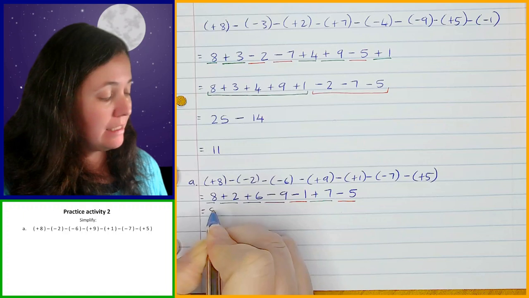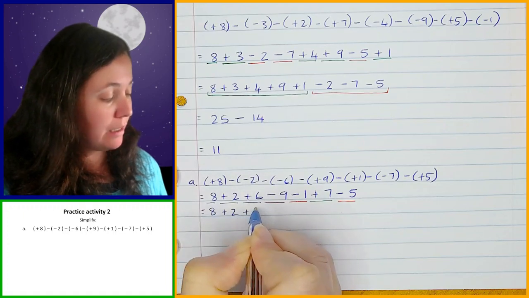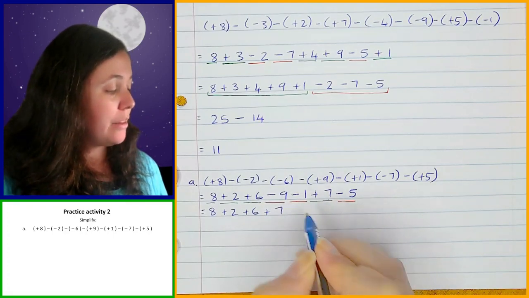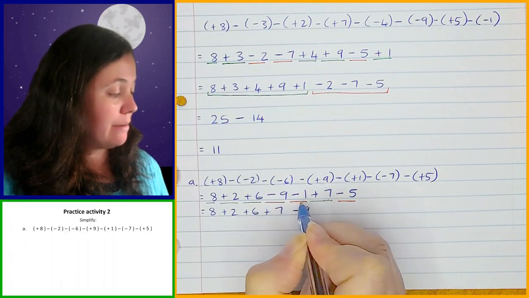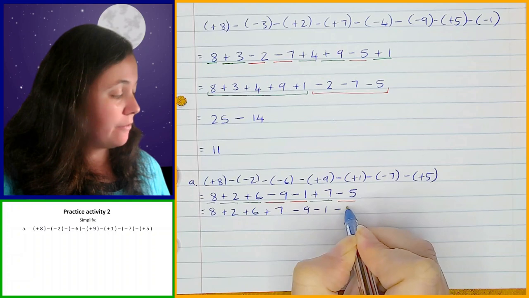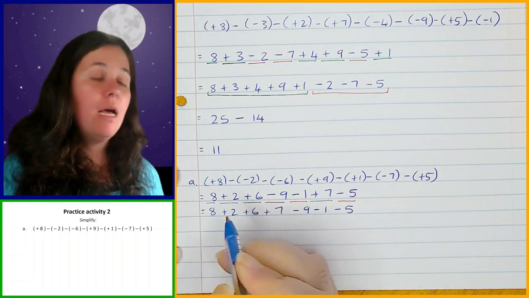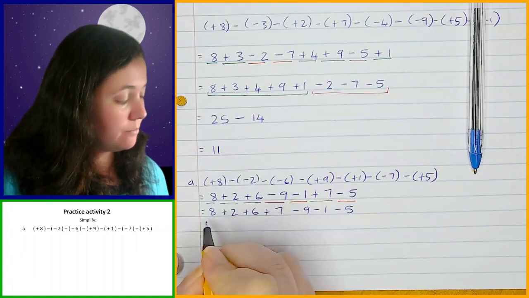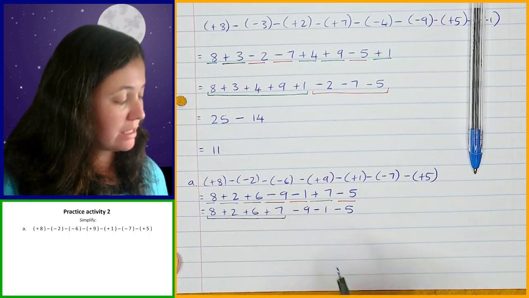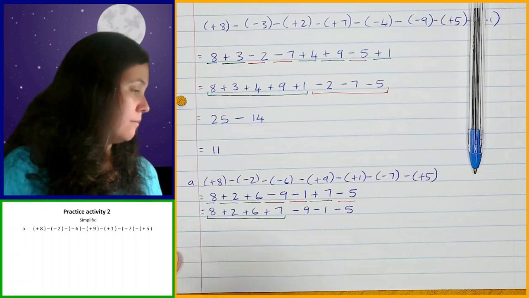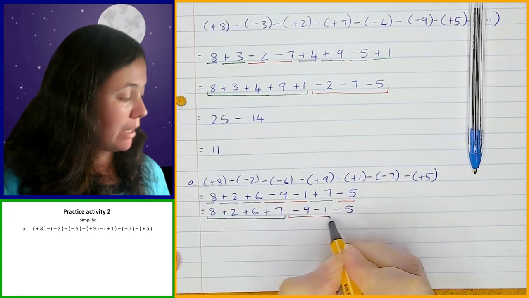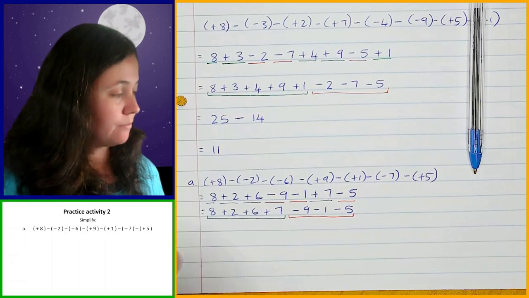So it's the 8, then plus 2 and plus 6, and then over here I've got plus 7. So that comes over here, plus 7. Then I've got minus 9, and then minus 1, and then minus 5. Okay, so now I'm going to go and simplify all of my pluses. So all of those I'm going to simplify together. And all of these, my minuses, I'm going to simplify together.